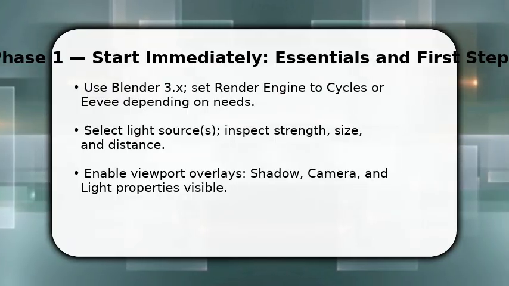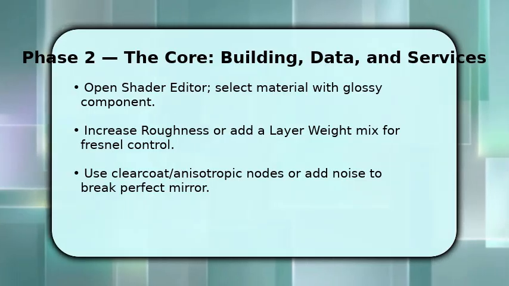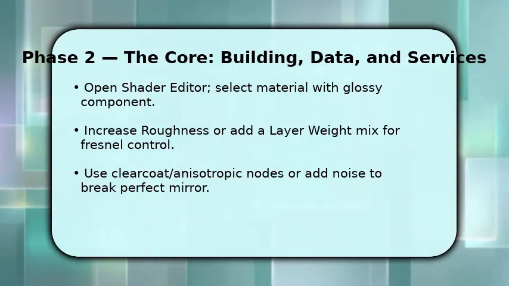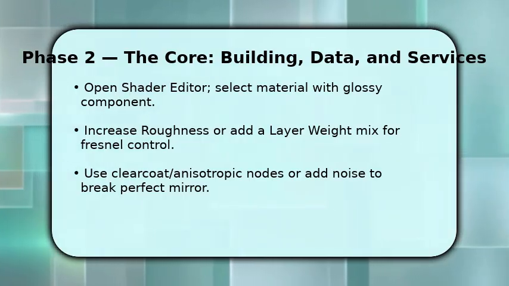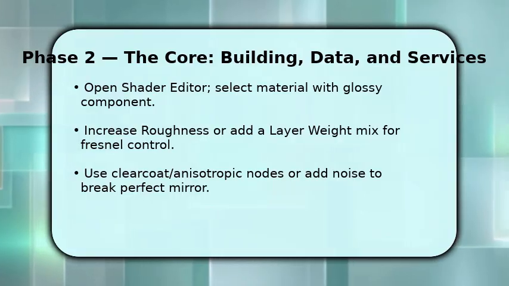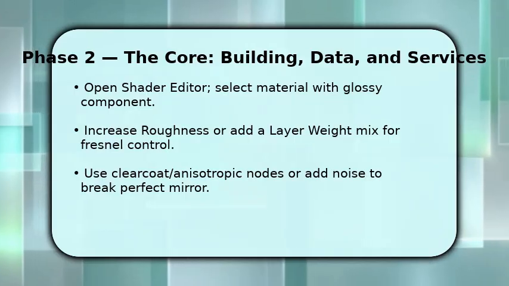Next, dive into the shader editor and identify the glossy node causing the reflection. Altering the roughness softens highlights and explains why reflections spread rather than spike. Once adjusted, mix in a subtle Fresnel or layer weight node to make reflectivity view angle dependent, which improves realism.